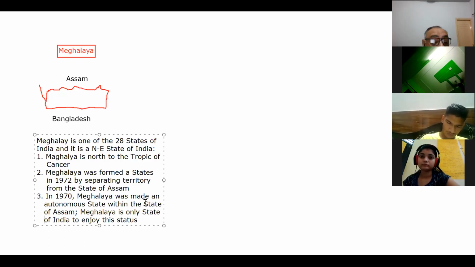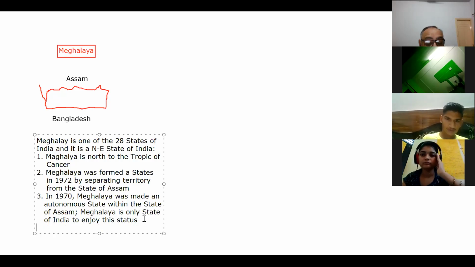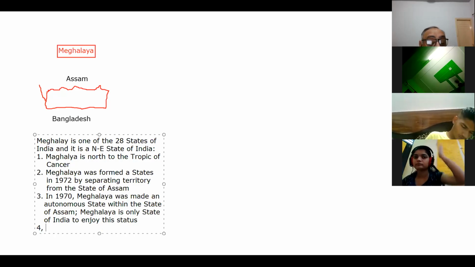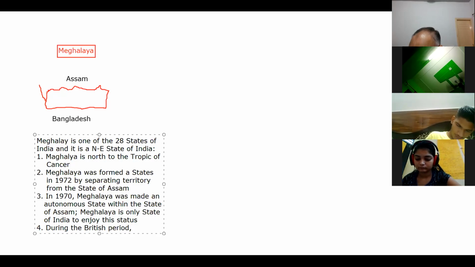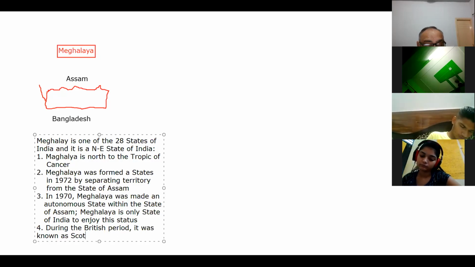During the British period, or British days, it was known as Scotland of the East. This was the name given to it during the British period.